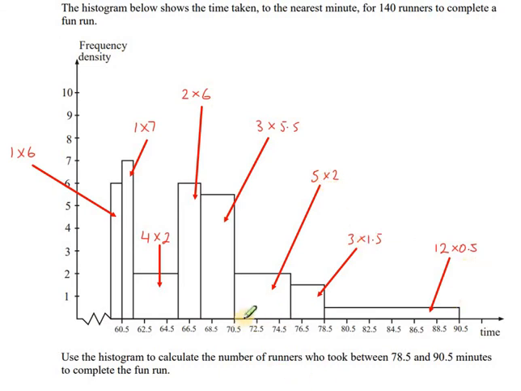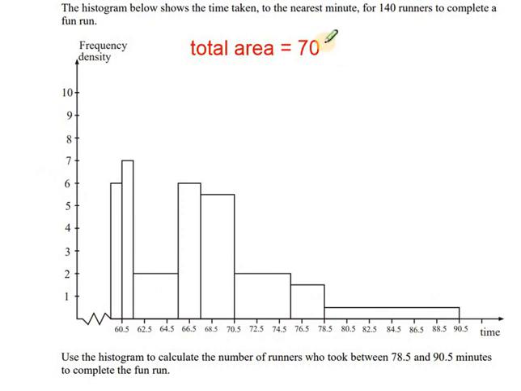So you've got the width. So for example here, the width along here is 5 times the height 2. So that's the area of this particular bar. Do that with all the others, then add up the total area, which is 70. So that's the total area, and we know that it represents that frequency. So the multiplier is times 2 to get from the area to the total frequency.